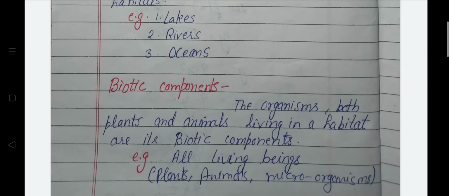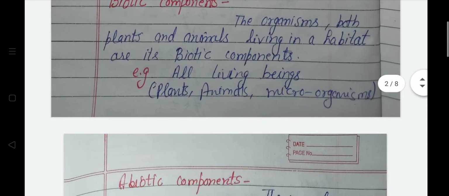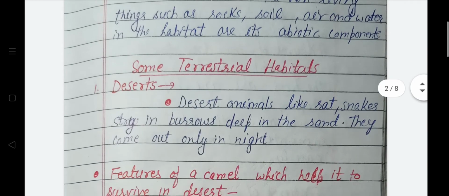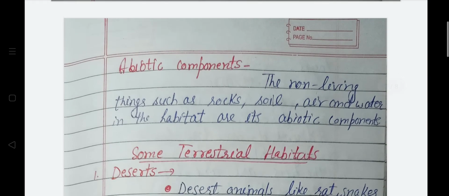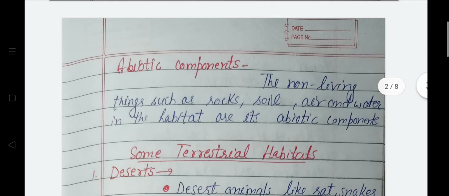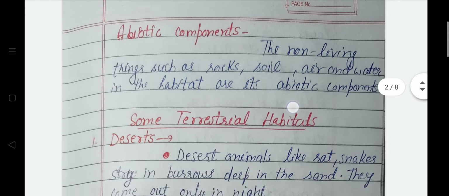Biotic components. The organisms, both plants and animals, living in a habitat are its biotic components. For example, plants, animals, microorganisms, means all the living beings. Abiotic components. The non-living things such as rocks, soil, air and water in the habitat are its abiotic components.